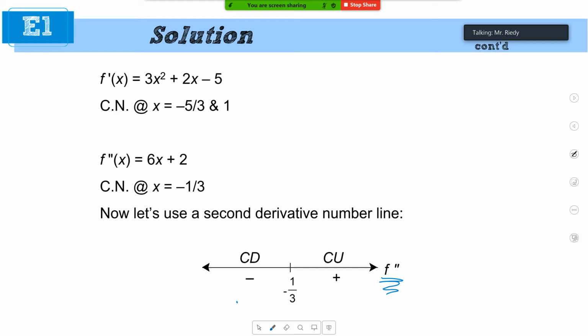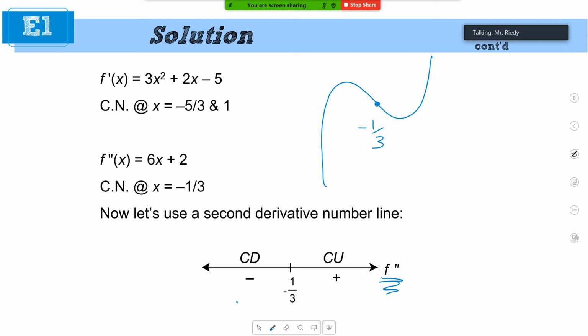Does that match with your pictures? Yeah? Yes. Yeah, if I picked the problem right, it should be a standard cubic like that, right? Okay. Where this point is -1/3.